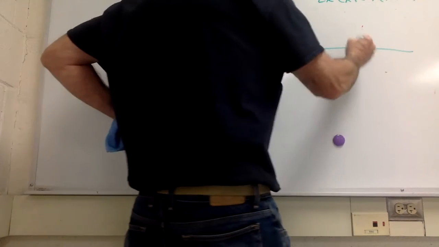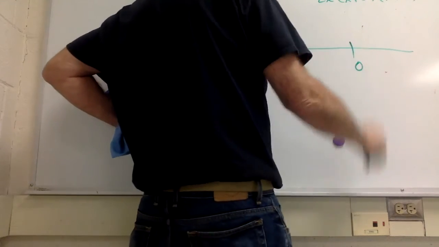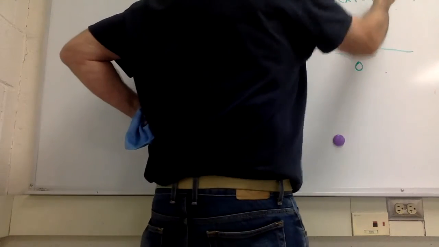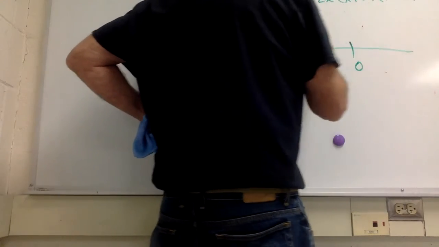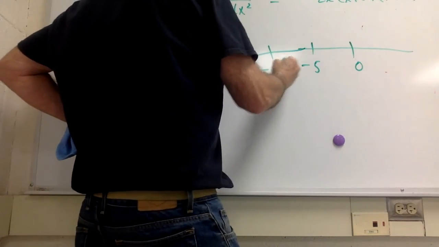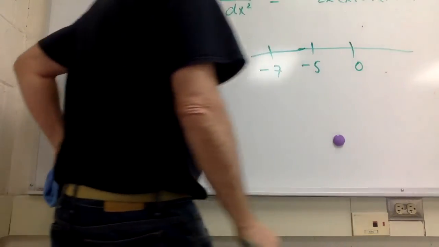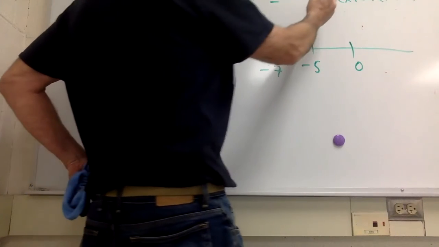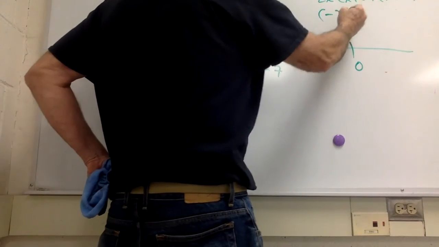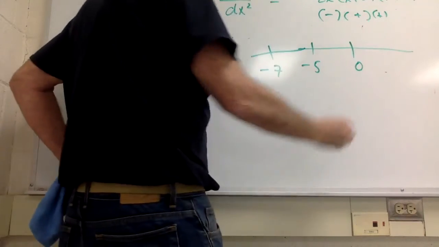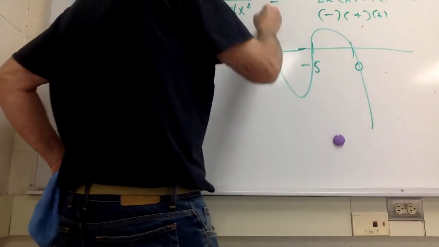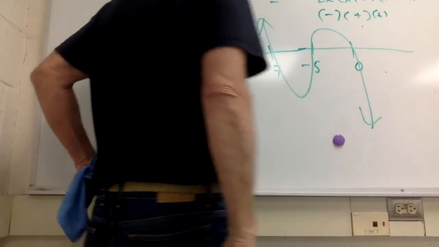I'm at 0. It's to the 1. Sign change. -5. Sign change. -7. Oh, -7. Again, sign. It's changing everywhere. So if I put a big number in, well, I know that's going to be negative. That's going to be positive. That's going to be positive. My product is negative. Bumpity, bumpity, bumpity. I now have the graph.